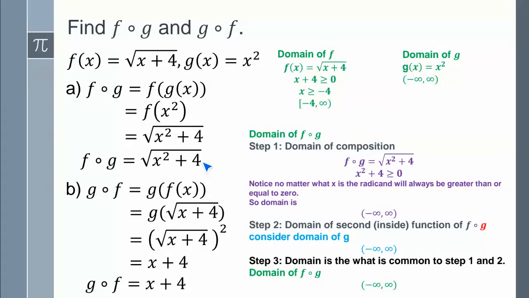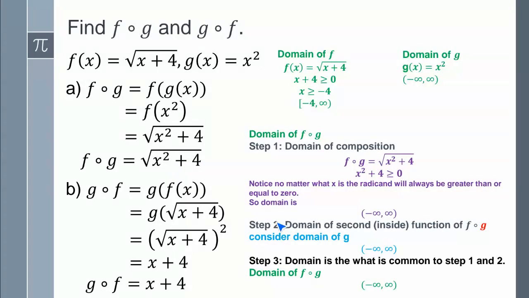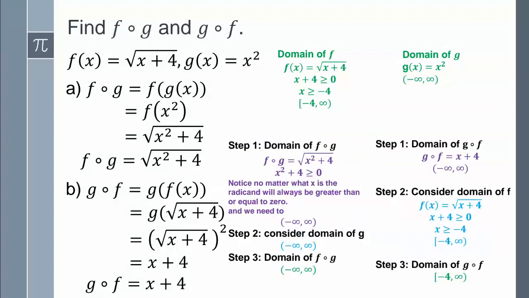So in this case, sometimes I see people find the domain for this. And so they might have said, well, this is positive, so the domain's going to be negative infinity to positive infinity. But they don't do step 2. And in this situation, you would still have been correct. But in the situation that we're going to see in a little bit, your answer would not be correct. Okay, so let's look at letter B.